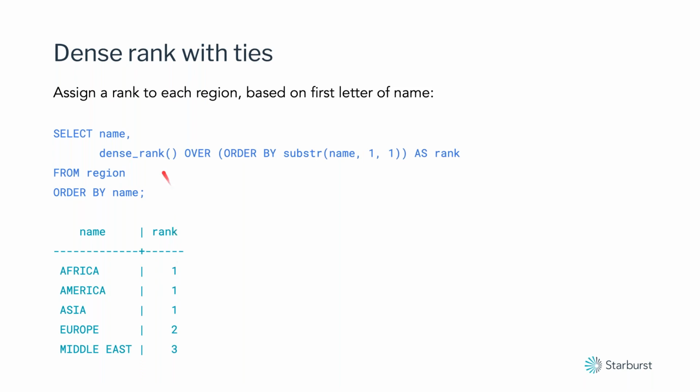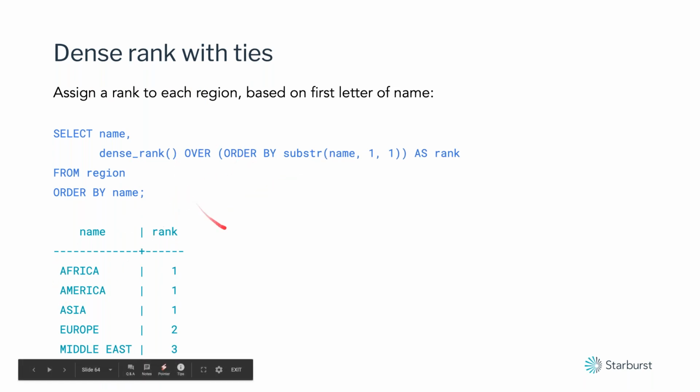And similar to rank, you've got the dense rank function, where we do the same thing: we order by just the first letter, so we've got ties. These all still get rank 1, but because it's a dense ranking, it doesn't skip any values in the output. So this one gets ranked 2 and this one gets ranked 3.